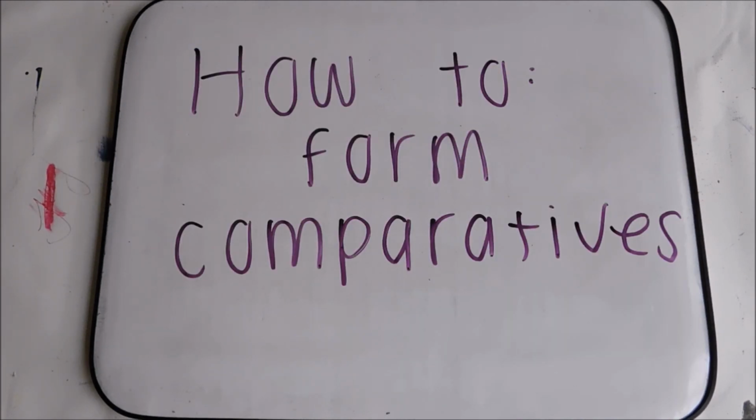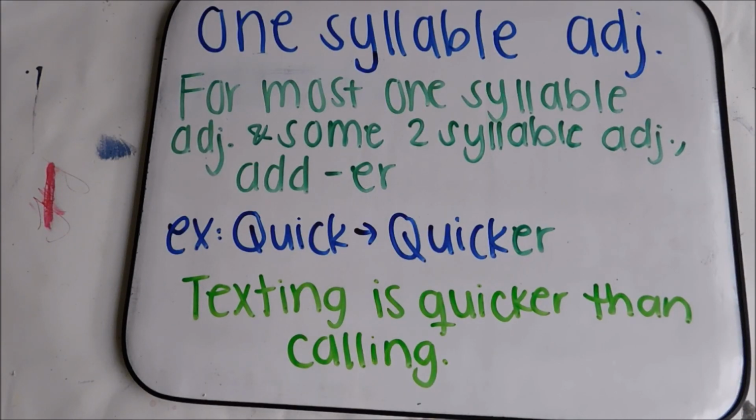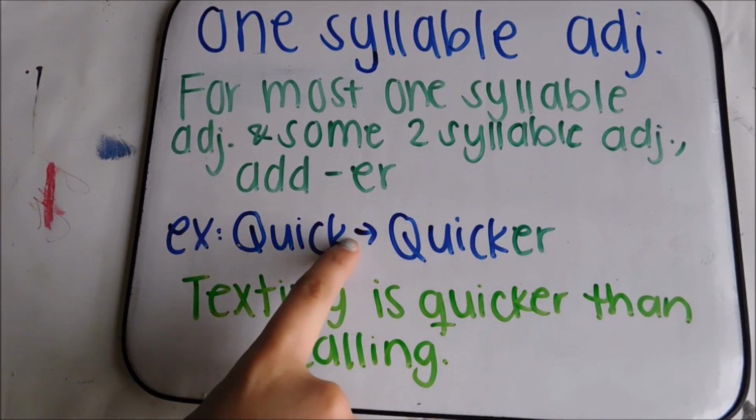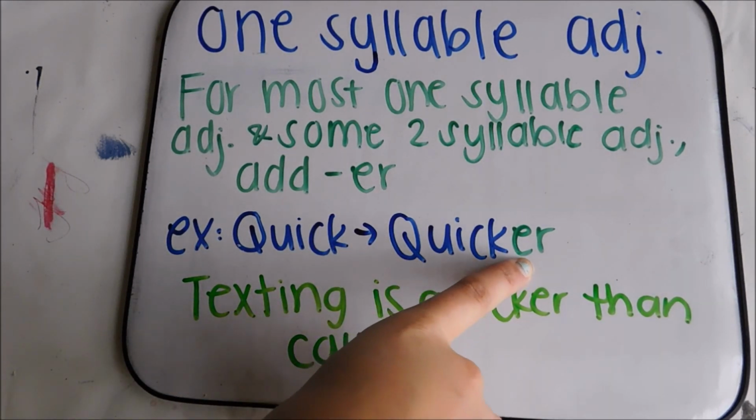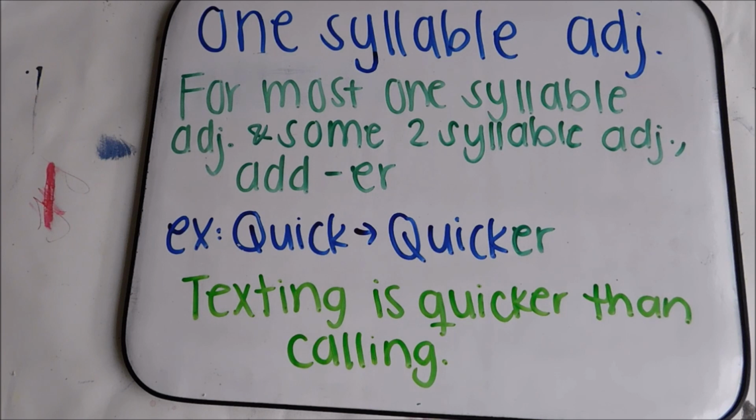We're going to learn first how to form the comparative form of an adjective for adjectives that only have one syllable, and some of the adjectives with two syllables. We have to add ER to the end to make it a comparative. For example, the adjective quick only has one syllable. Quick. So then at the end, we put ER. And the example we have, because again, we're seeing forms of communication: texting is quicker than calling. Quick means fast, by the way.